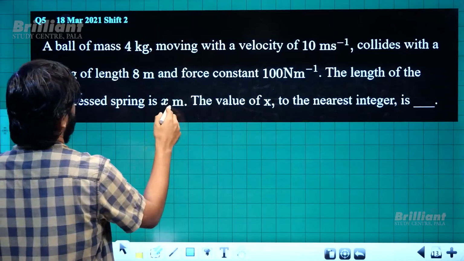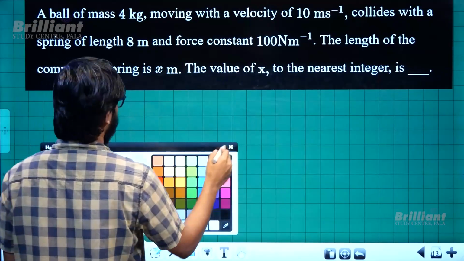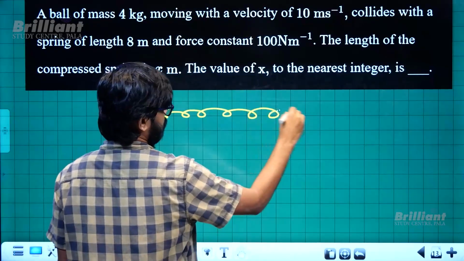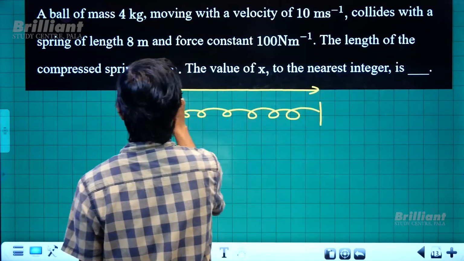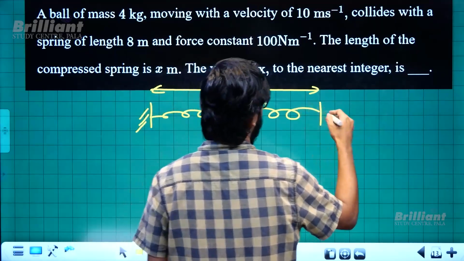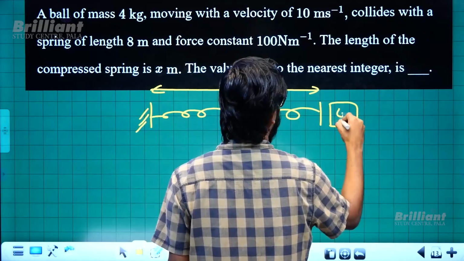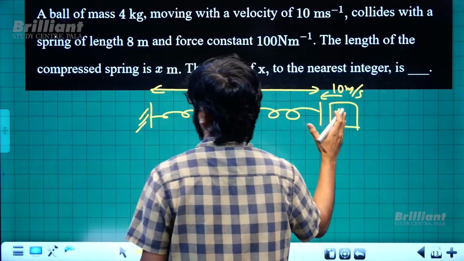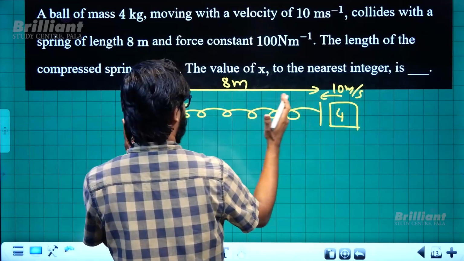A ball of mass 4 kg moving with a velocity 10 meters per second collides with a spring of length 8 meters. So there is a spring whose natural length is 8 meter. There is a block of mass 4 kg which is coming with a speed 10 meters per second. It is colliding, and what will happen after colliding? It will try to go this way. It will be compressing the spring, but after some time it will stop.